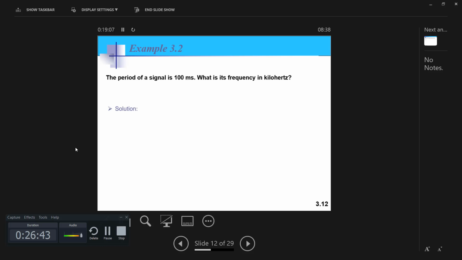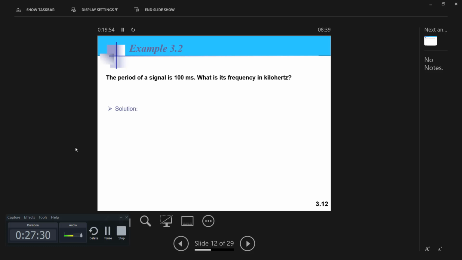Another example: if the period is 100 milliseconds, what will be the frequency in kilohertz? Can someone calculate it quickly? Okay. Exactly, you can't go from milliseconds to millihertz. So we have to change now.